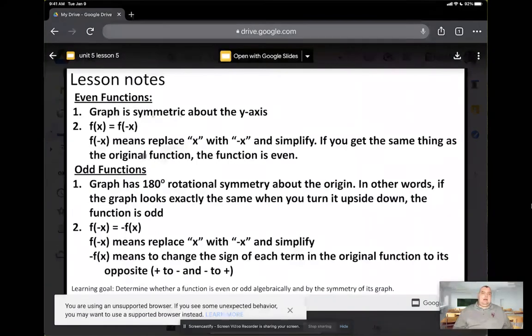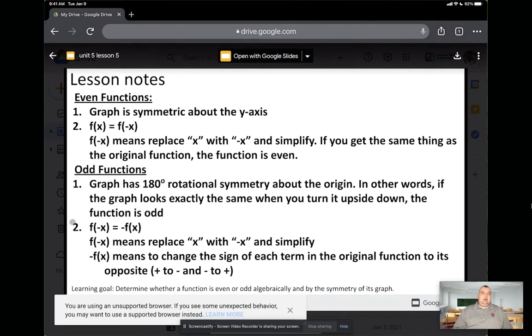Okay. And then for odd functions, f of negative x, which again, this is what it means, we explain up here what it means. F of negative x is equal to negative f of x. So negative f of x means to change the sign of each term in the original function to its opposite. So remember, opposites mean positive to negative, negative to positive, vice versa. Okay? So that's how we prove algebraically whether a function is even, odd, or neither of the two.